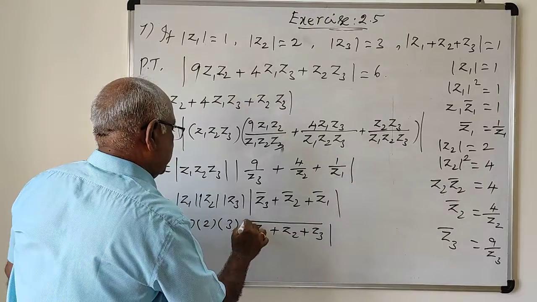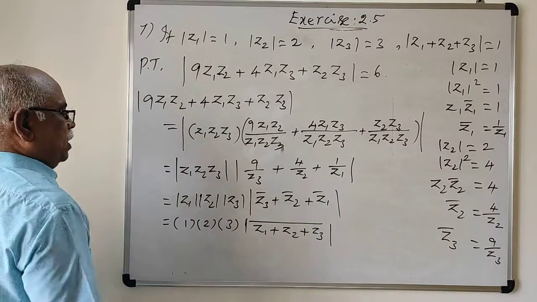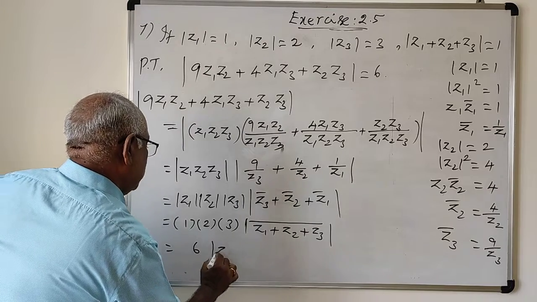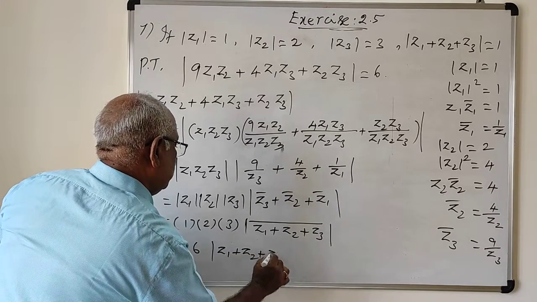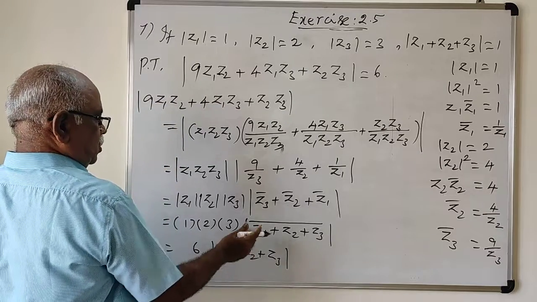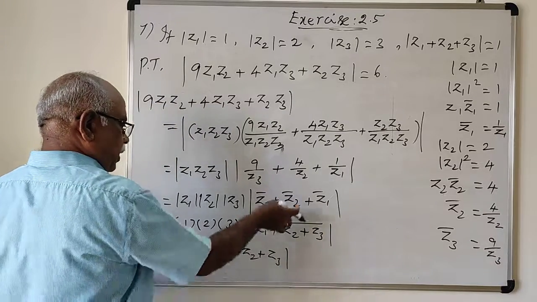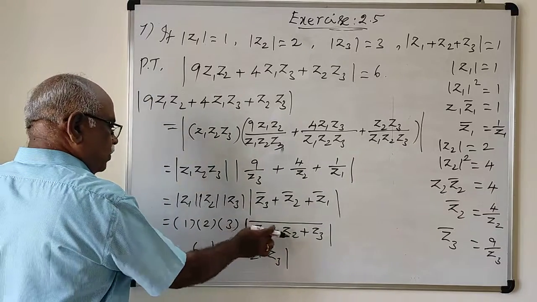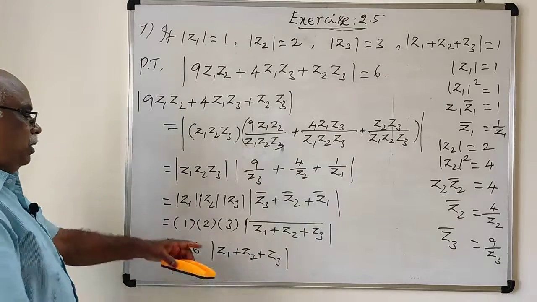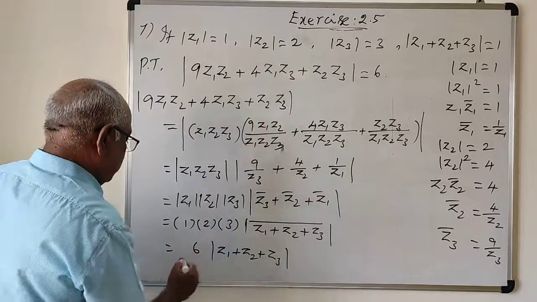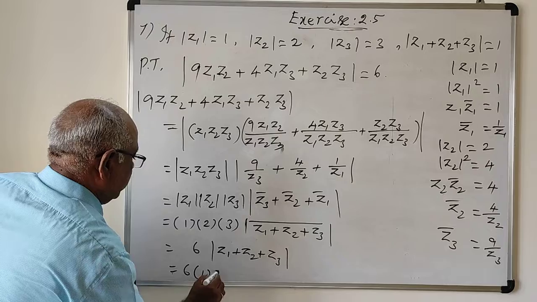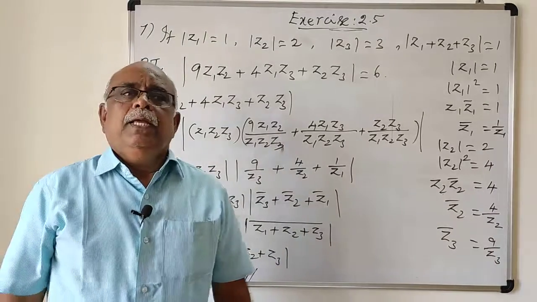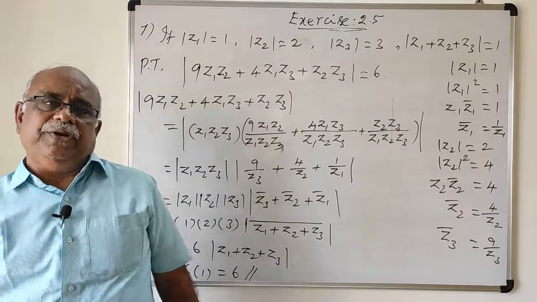The conjugate can be taken throughout the sum. And this again equal to, conjugate is nothing but, this is 6 into mod of Z1 plus Z2 plus Z3. Modulus of a number and its conjugate are equal. Therefore, mod of Z1 plus Z2 plus Z3 is equal to mod of Z1 plus Z2 plus Z3 bar. Therefore, they are equal, and this is given in the problem. Therefore, this is 6 into 1 equal to 6. Answer proved. That's all about the problem. We will solve the next sum in the next video. Thank you.